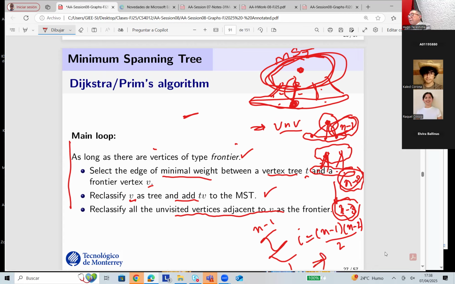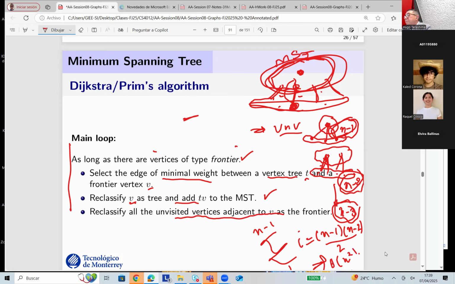What is the complexity of that summation? Approximately n squared. Okay, n squared.